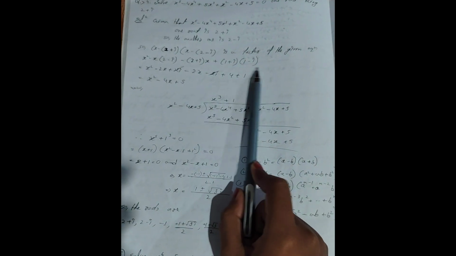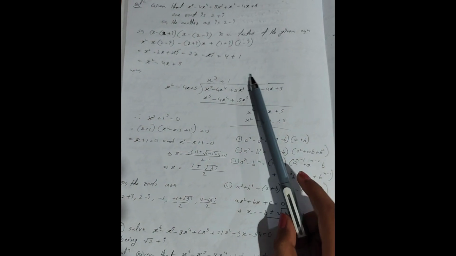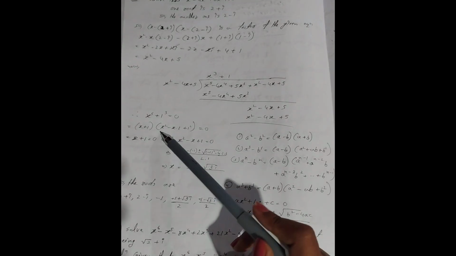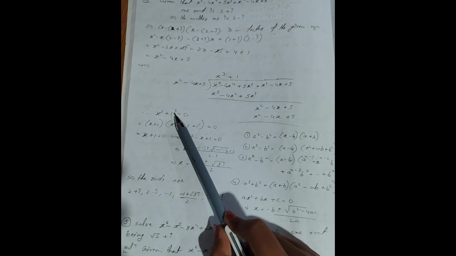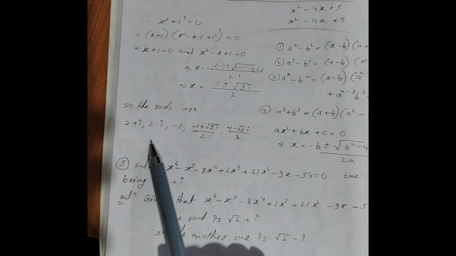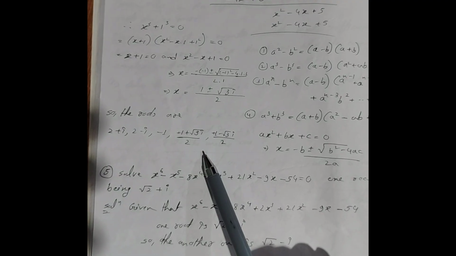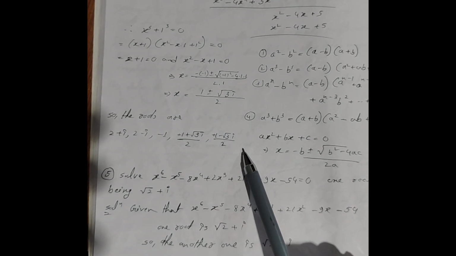Now after simplifying we'll get this equation. Now we have to divide the given equation by this. So after dividing we'll get this. After solving the equation, finally got the roots, and the roots are 2 plus i, 2 minus i, minus 1, 1 plus root 3 i by 2, and 1 minus root 3 i by 2.